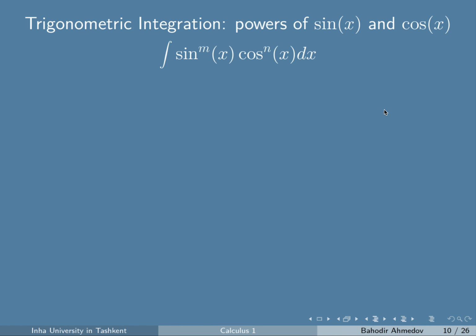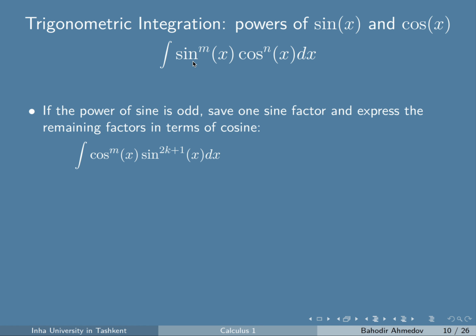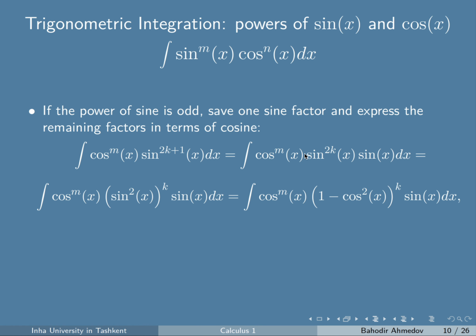Another case is if, for example, the cosine's degree is not odd, but the power of the sine is odd. Then we're going to use the same technique. No matter what the degree of the cosine is, if the power of the sine is odd, we again split the sine into two. We save one sine factor and express everything in terms of the cosine. So the same technique: cosine to the power of m multiplied by sine to the power of 2k multiplied by sine dx, and we express the sine in terms of the cosine by writing (1 minus cosine squared) to the power of k.